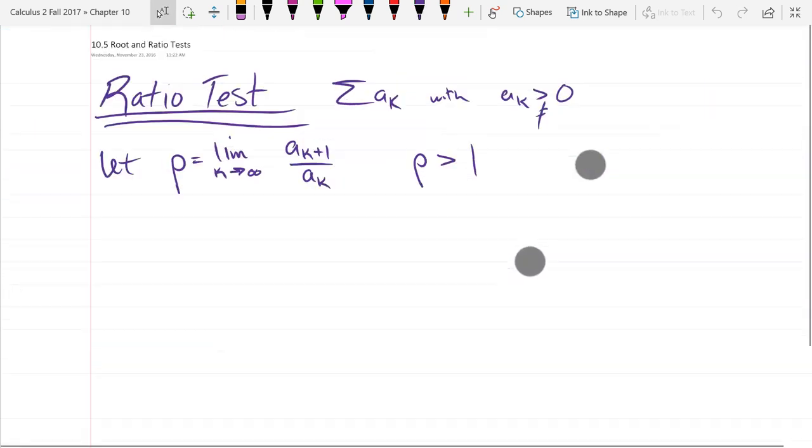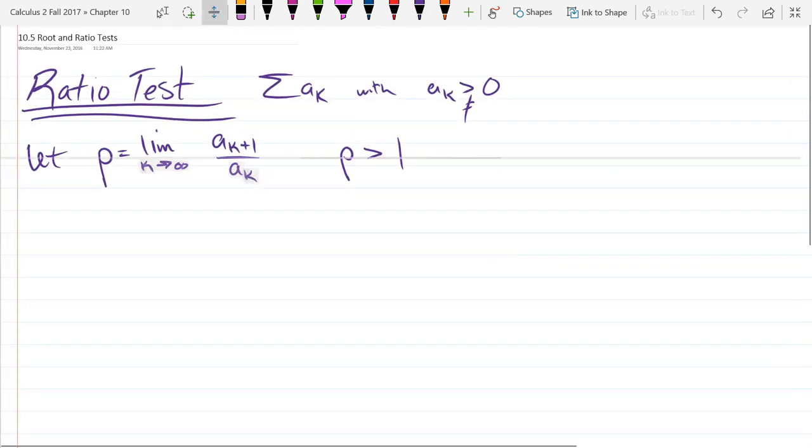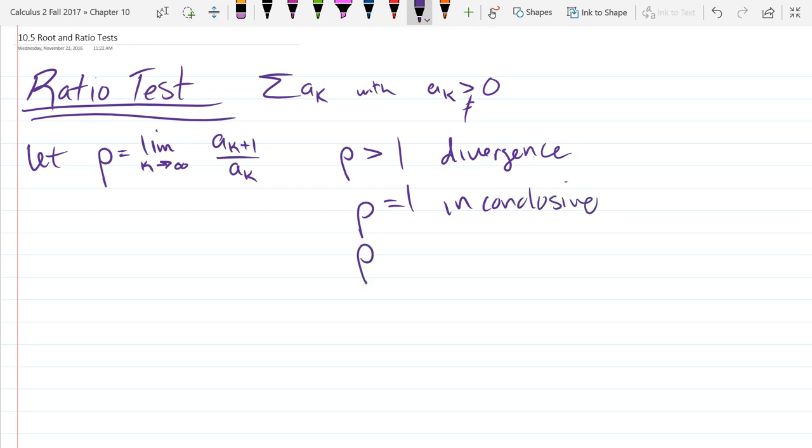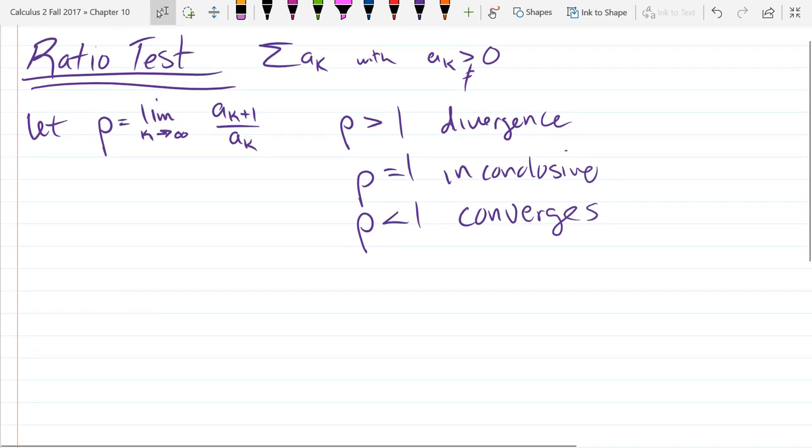So if rho is greater than 1, we get divergence. Rho equals 1, it's inconclusive. And rho is less than 1, it converges. That's all there is to the ratio test. Very simple. Ready for the root test.